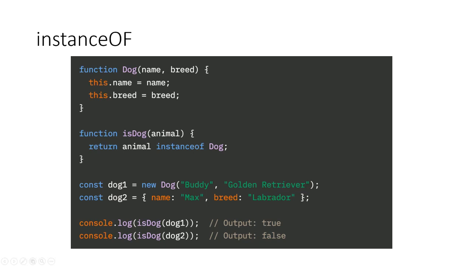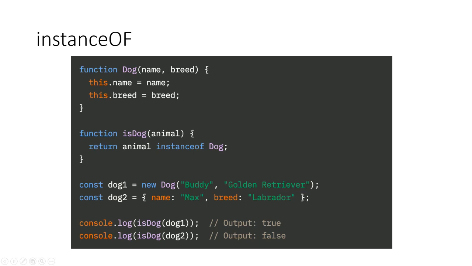So in this case, we have a function. This is the function constructor of Dog. It's got two fields, name and breed. And you have this function called isDog, which is going to take in a type of animal, and you're going to check if this animal is an instance of Dog. It's going to return true or false. So we have dog1 and dog2. Dog1 follows the functional constructor operation here by putting in two strings, a name and a breed. So we've got Buddy and a golden retriever.